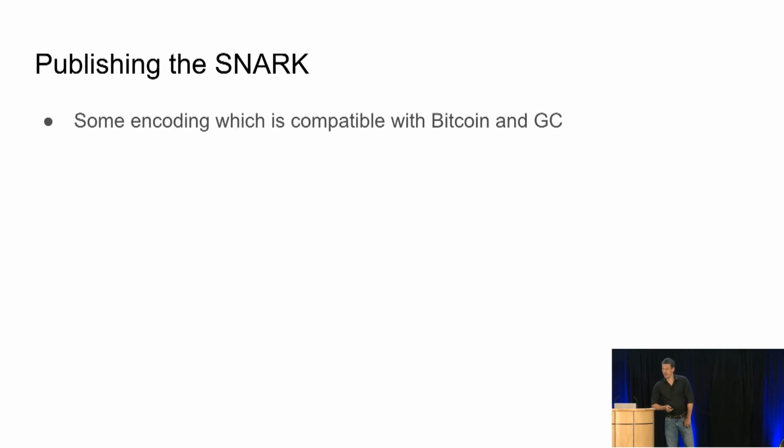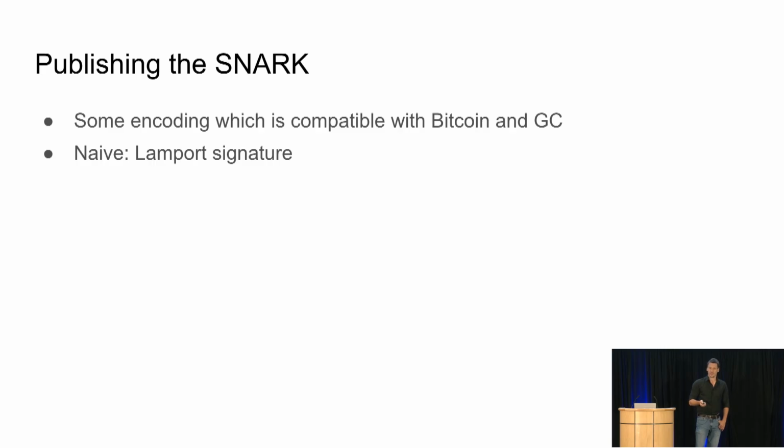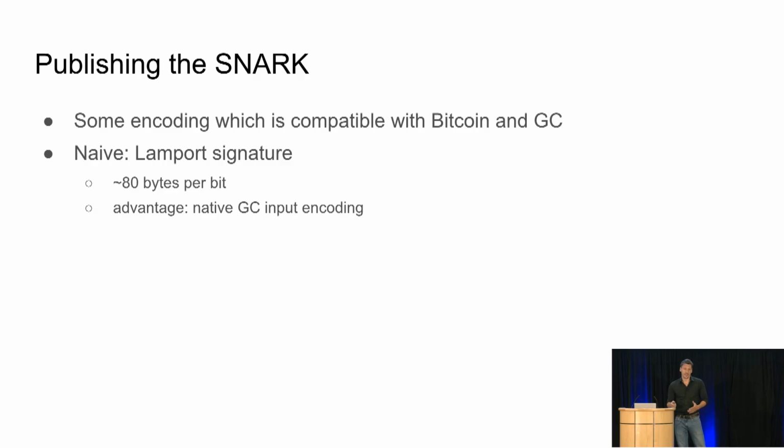Well, the most simple way you can think about it is basically a Lamport signature. The problem is that's roughly 80 bytes of overhead per bit. So it blows up the size of the proof by roughly 80 bytes per proof bit. The good thing about it is it's very simple, and it's exactly the same encoding that garbled circuits use. So the inputs of garbled circuits are basically Lamport signed. And this is the most simple scheme that you can verify in Bitcoin script.